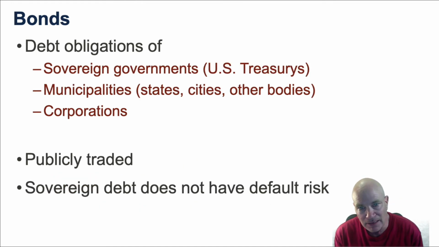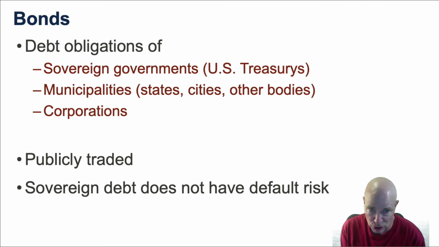We have bonds, and that again is what we will be primarily discussing, and those are debt obligations, and there's three types that we will be primarily talking about. Sovereign governments, of which we will spend all our time on U.S. Treasuries. Municipalities, and those would be states, cities, and other municipal bodies or other governmental bodies.